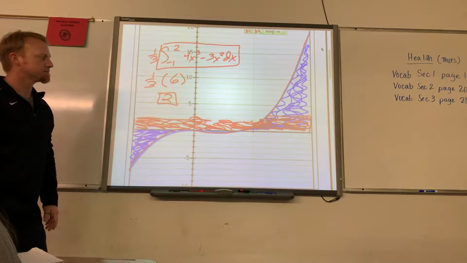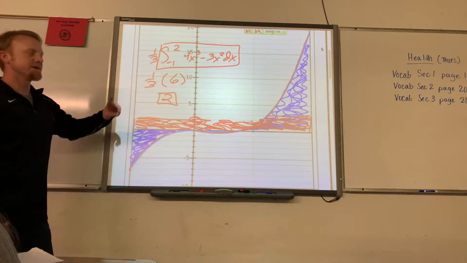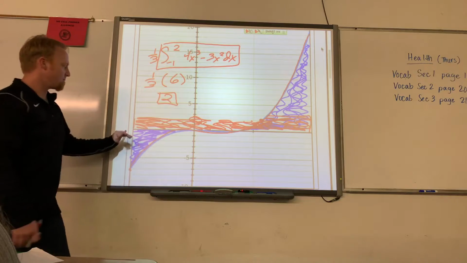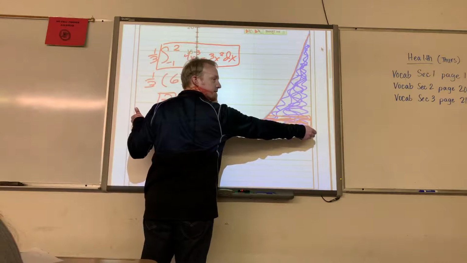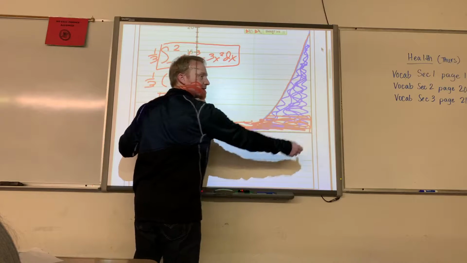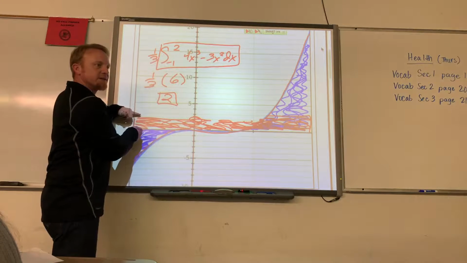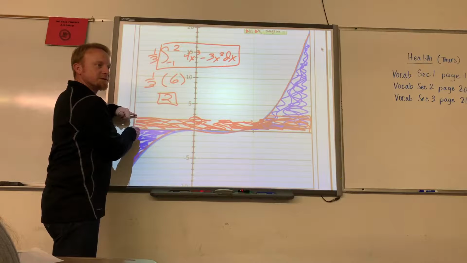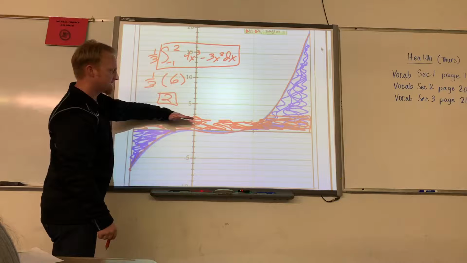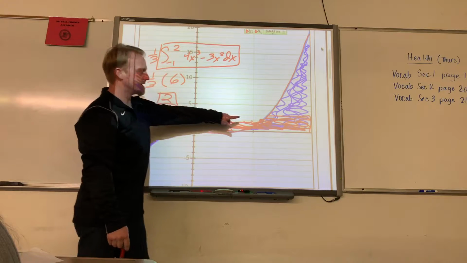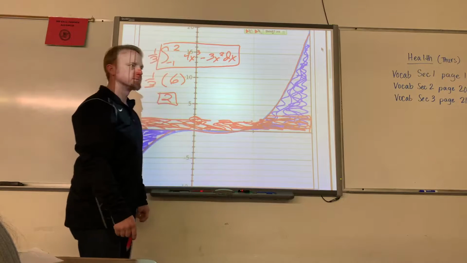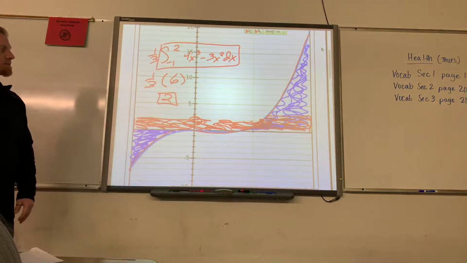The whole blue area is 6. The whole red area is 6. Because how wide is this rectangle? 1 to 2, how wide is that? 3. How tall did we say it needed to be? 2. What's 3 times 2? 6. Oh, so 2 is the height of the rectangle, and it's also the average Y value.